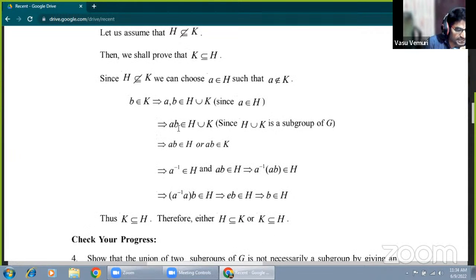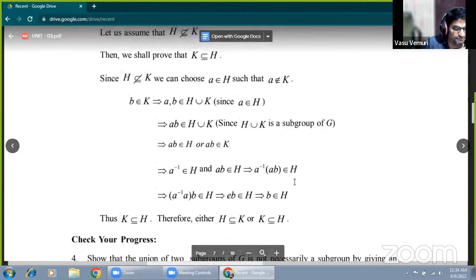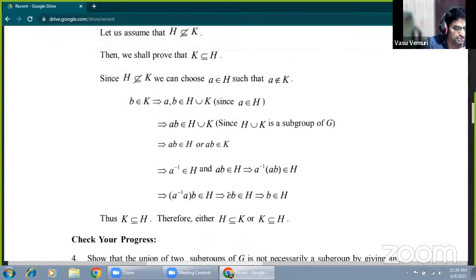Now here, any one of the elements given in H must be a non-zero element, which means the inverse element is also there. Therefore A inverse belongs to H and AB belongs to H. What about the associative property? A inverse of AB belongs to H. By the associative part, A inverse (A B) belongs to H. A inverse A means identity, so EB belongs to H. Therefore, B belongs to H.